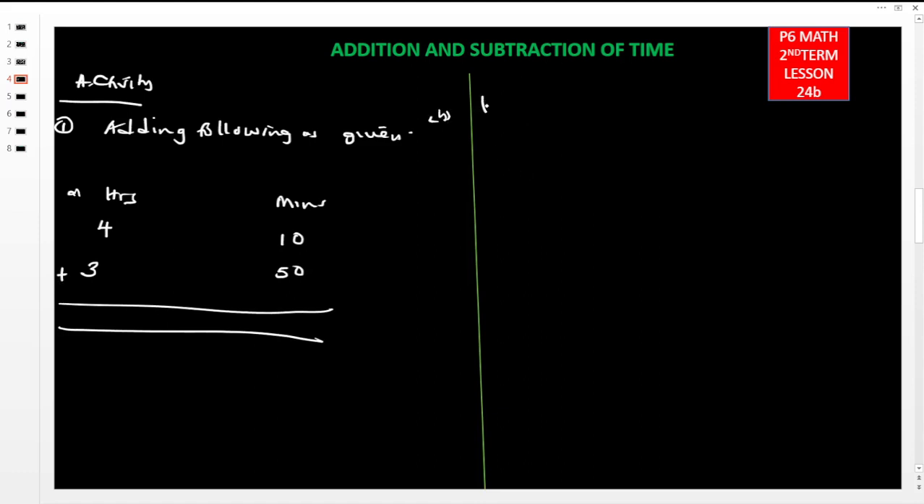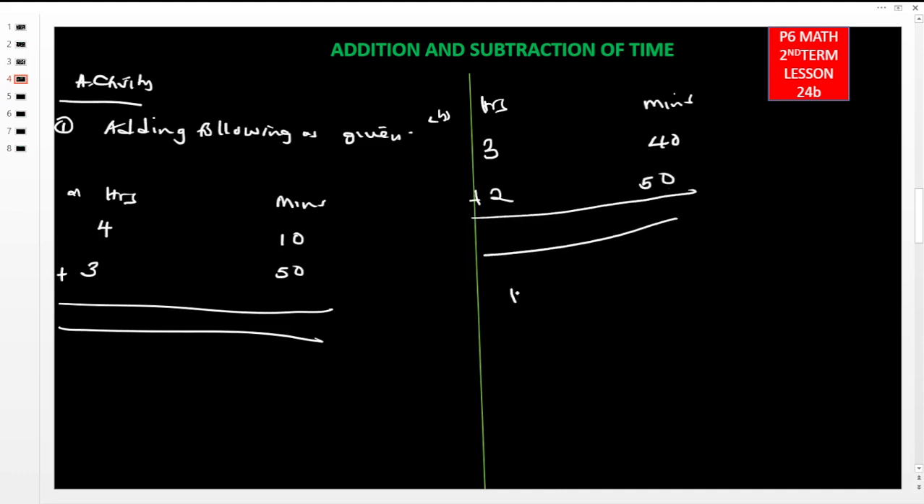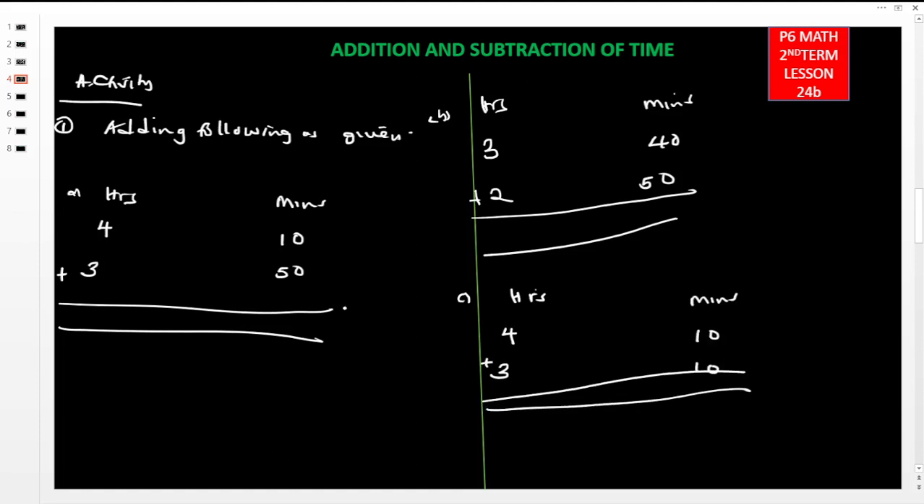Then part B, we have hours and also other minutes. Here we have 3 and 40, we have 2 and 50. What are you doing? You add that. So part C, hours here and the minutes. This is 4, this is 10, this is 3, this is 10. We are adding, we are adding time.